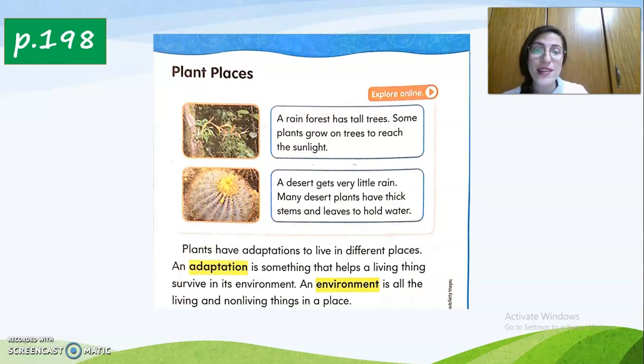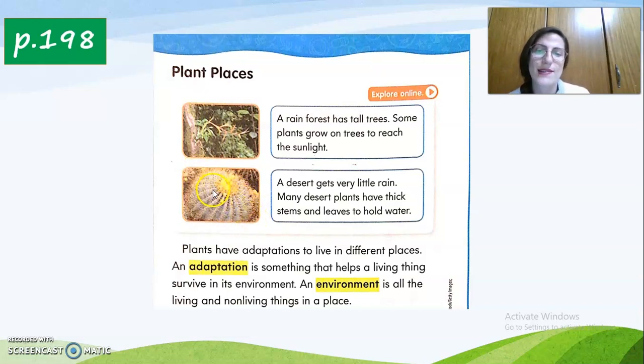So some of the plants that need a lot of sunlight cannot grow on the ground in the rainforest, otherwise they will die. That's why some plants have the ability to grow on the tree in order to get the sunlight that they need to live and grow, which means they grow in the trees to get the sunlight that they need to survive in their environment, which is the rainforest. Clear? Now in the second picture we observe a cactus with thick stems and some might see thick leaves. Let's check out why.